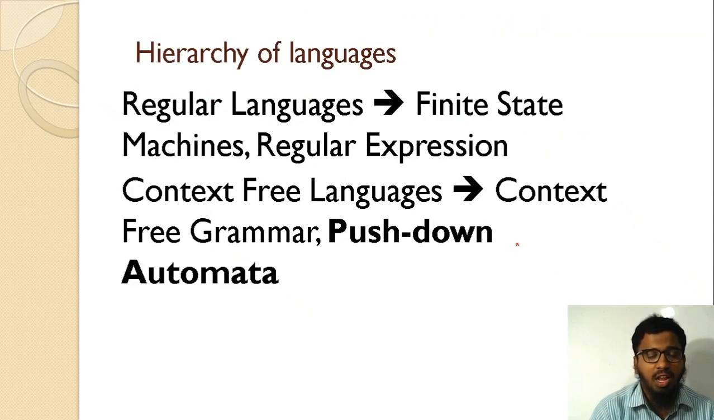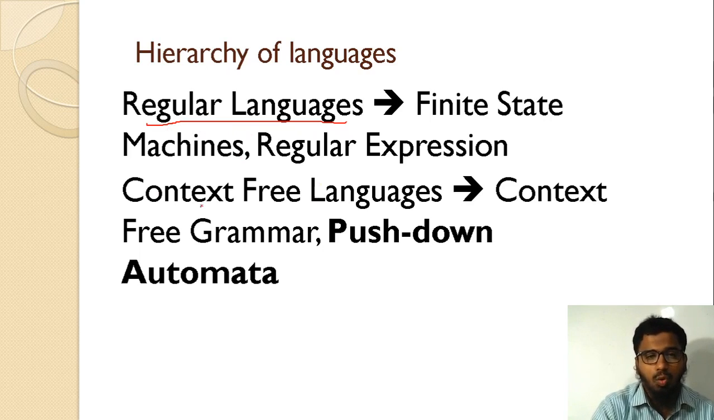The first is, see here, the regular language. What is regular language? Regular language is a finite state machine, and we will get the regular expression. With the help of regular language, we will get the finite state machine as well as the regular expression. What about context free language? From the context free language, we will get context free grammar as well as PushDown automata.